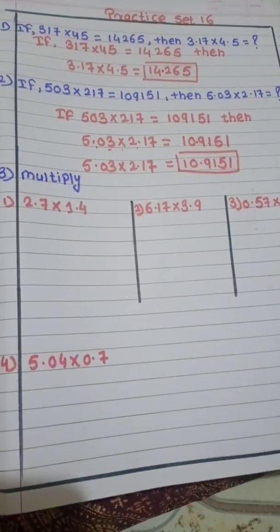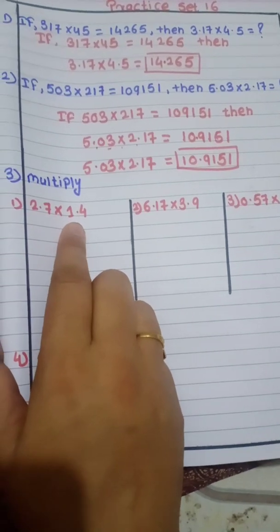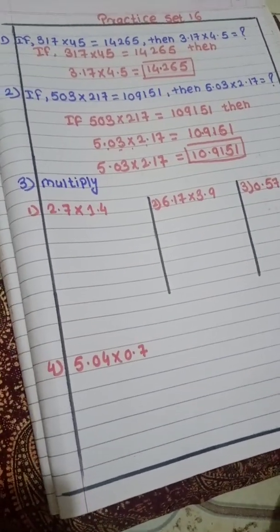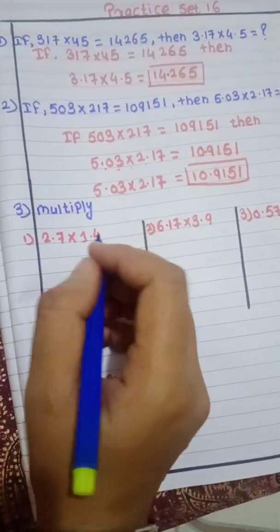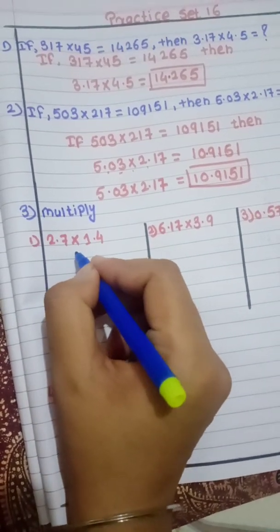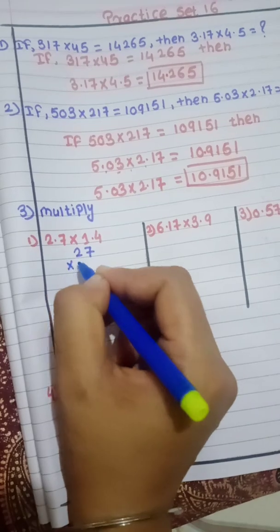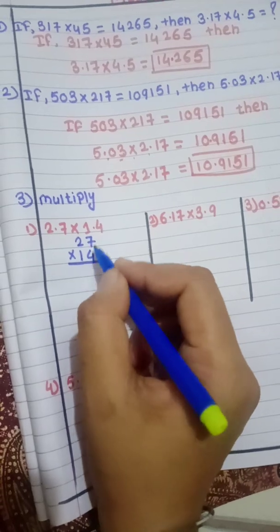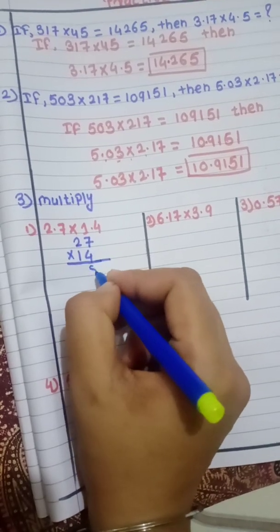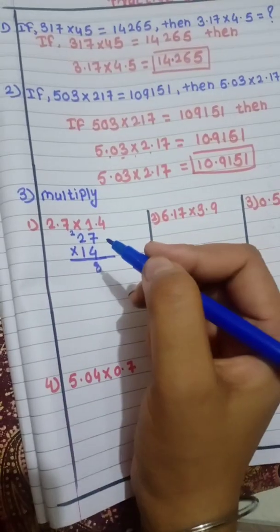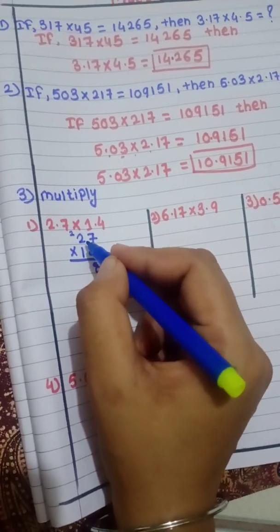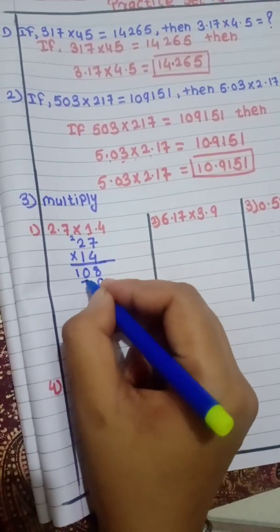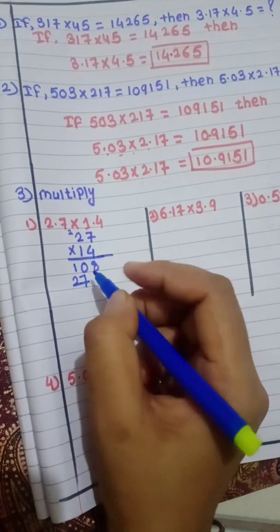Multiply 2.7 by 1.4. I have shown two methods. You can do any method and solve this sum. So I'll apply the second method. I'll write the number as it is, 27 by 14. I'll remove the decimal point, then I will multiply. 4 7s are 28. So 8 here, I'll carry 2. 4 2s are 8. 8 plus 2, 10. 0. 1 7 is 7. 1 2 is 2.